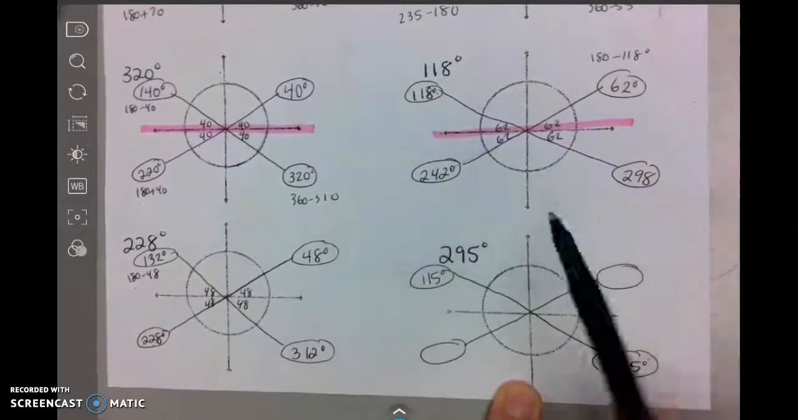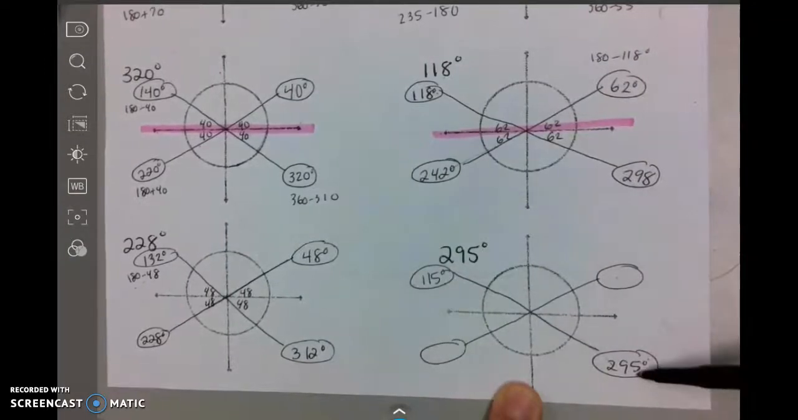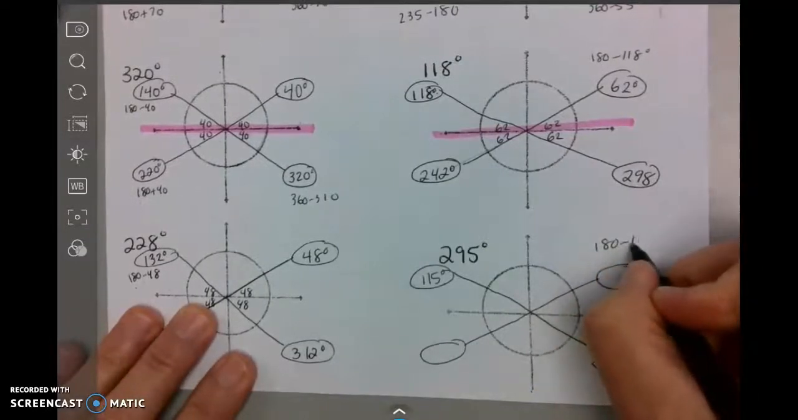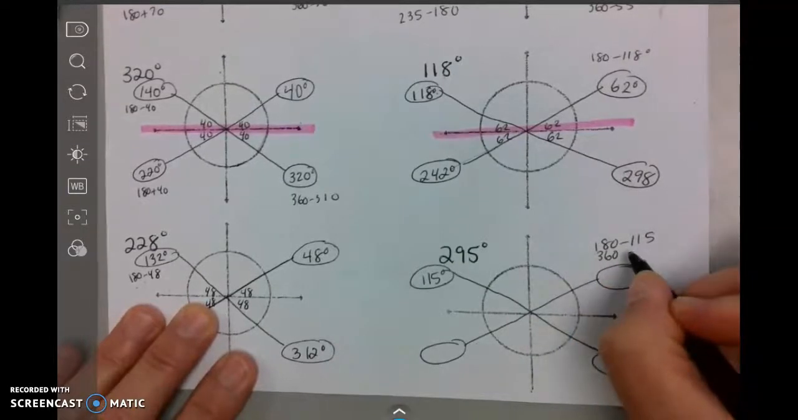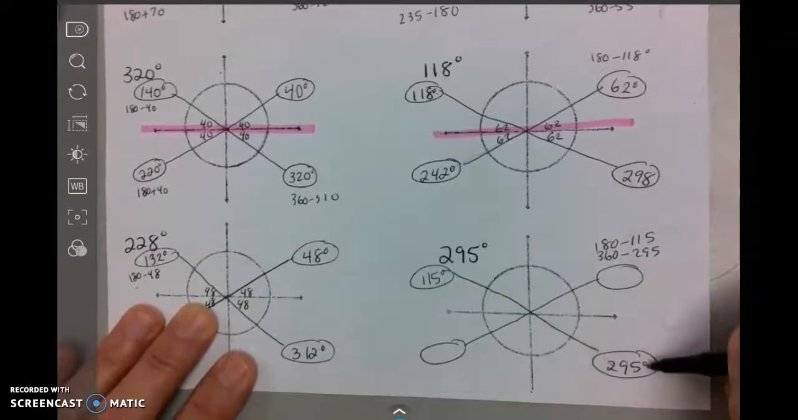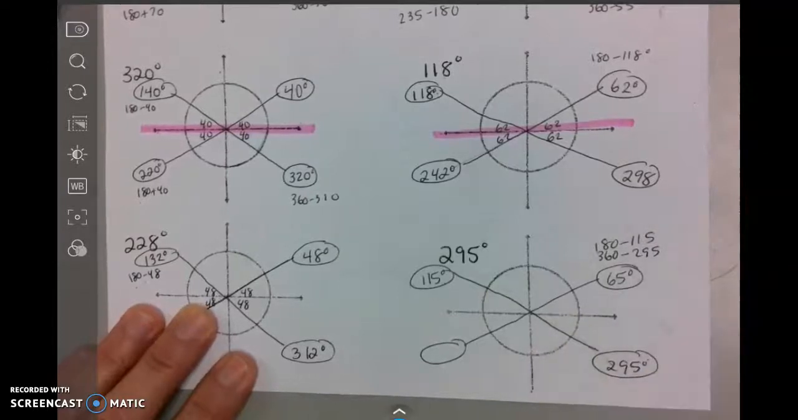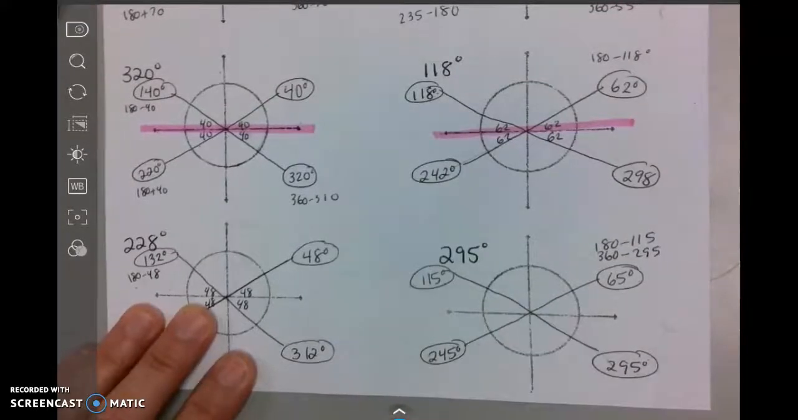And I can either think to myself that these add up to 180, or these add up to 360. Either way, I can think 180 minus 115, or I can think 360 minus 295, because I know these add up to 360. Either way, I get 65 degrees. They both give me 65. This straight line, add 180, and I get 245 degrees.